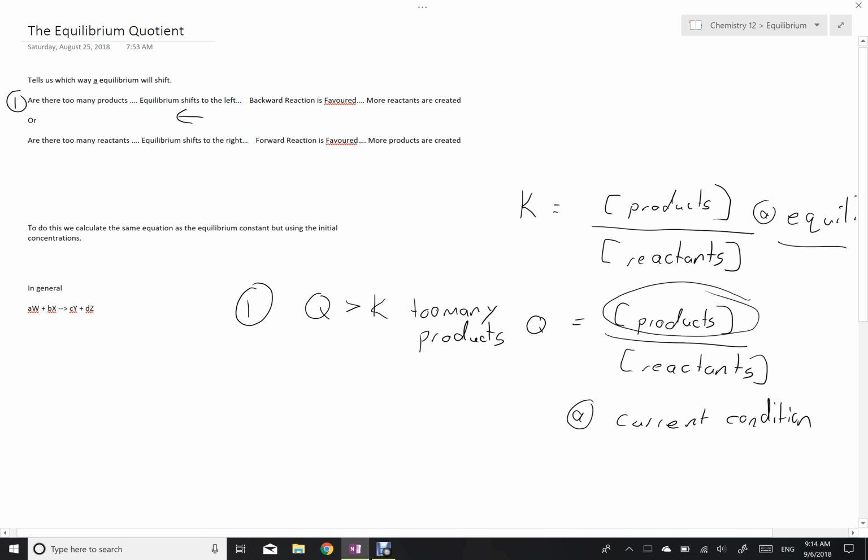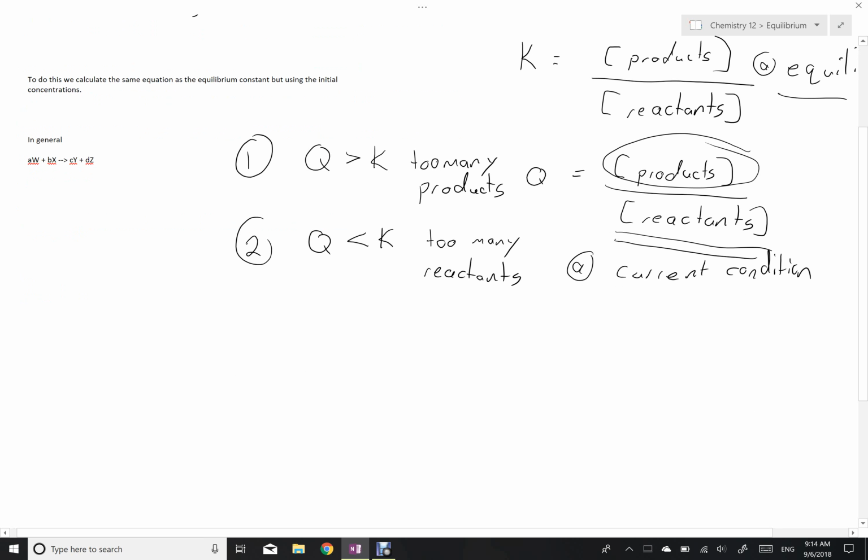to use up the too many products that we had. Alternatively, if Q is less than K, that means that our denominator is too big. That means we have too many reactants. We'll call that case 2. There are too many reactants. The equilibrium will shift to the right. The forward reaction will be favored, and more products will be created. So we use the same basic formula as K, but with Q, we use the current conditions.